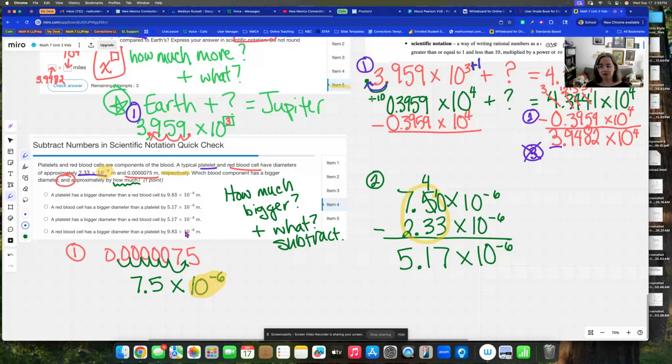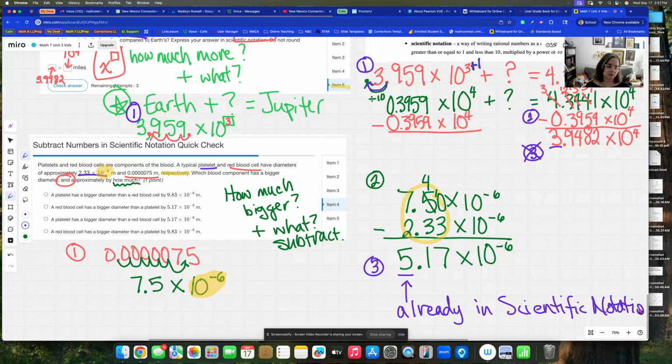And now for step 3, I'm going to think about, is my number in scientific notation? Because there is only one digit to the left of the decimal and it's not 0, I'm going to say yes, this is already in scientific notation. Woohoo! All right, so that one's done. And then we just need to pick the right choice here.